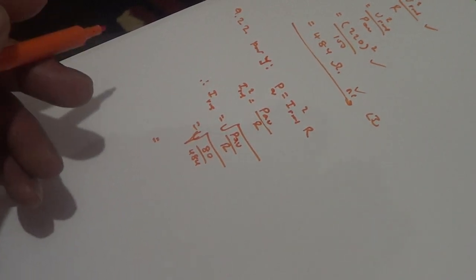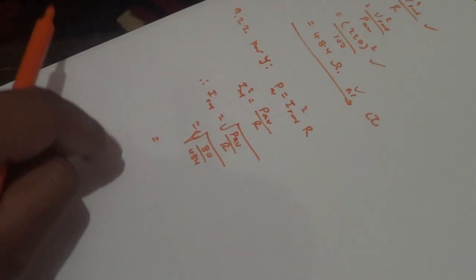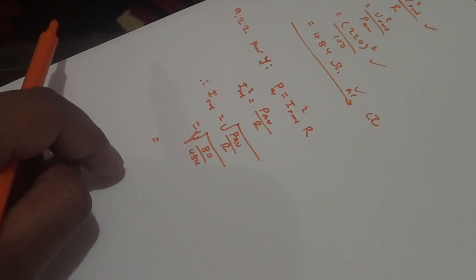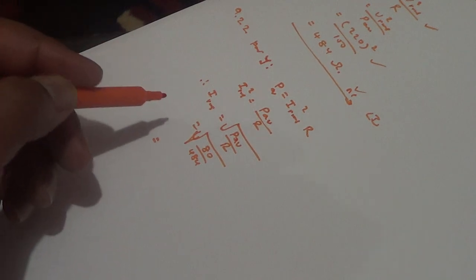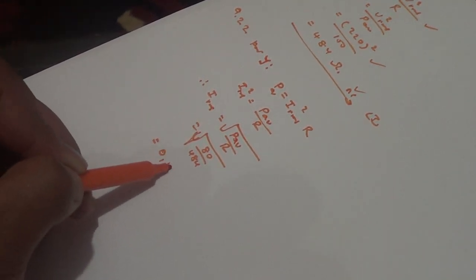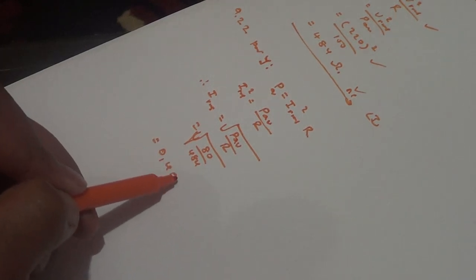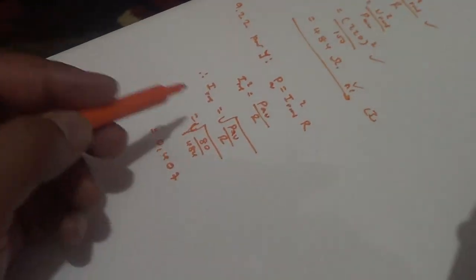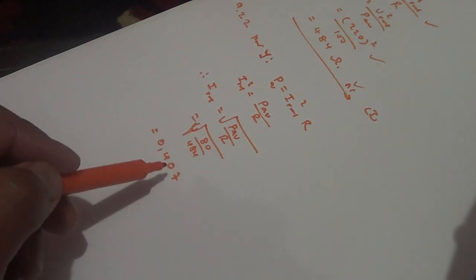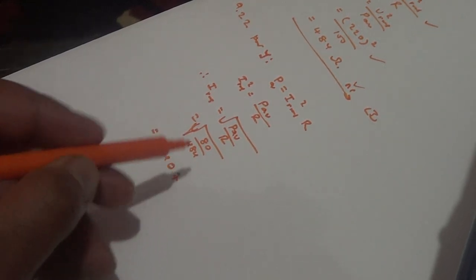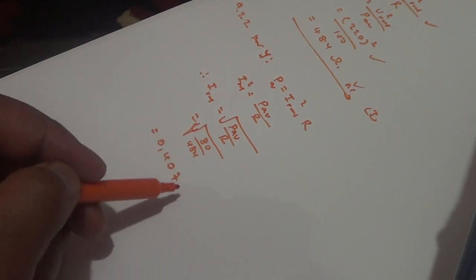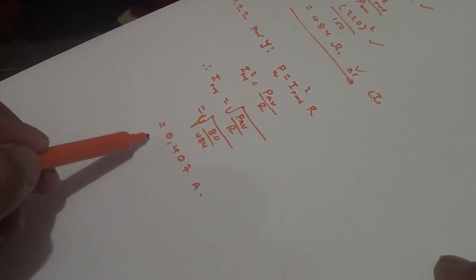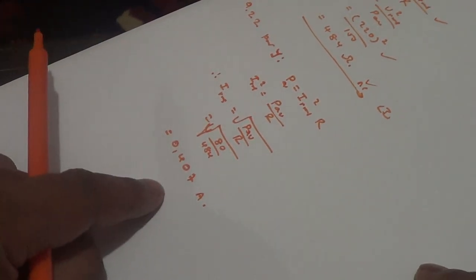So I'm going to have the square root of 80 divided by 484. All right, what do I get here? I get 0.407. I'm going to keep it to three decimal places just to be on the safe side, because it's an intermediate step, so you don't want to round off too soon to two decimal places. Amperes. Okay, so that's not the answer, right? That was our means to an end.